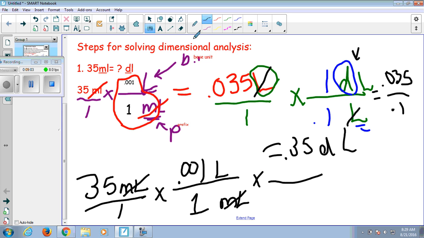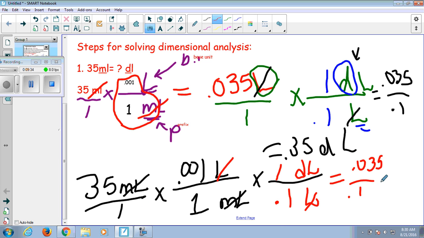I'm asked to go to deciliters. So liters is on top, so it goes on the bottom. I go to deciliters on top. 1 with the prefix. Deci means 0.1. Liters cancels. Now when I multiply, I do 35 times 0.001, which gives me 0.035, divided by 1 times 1 times 1, which is 0.1, which gives me the same answer of 0.35 deciliters.